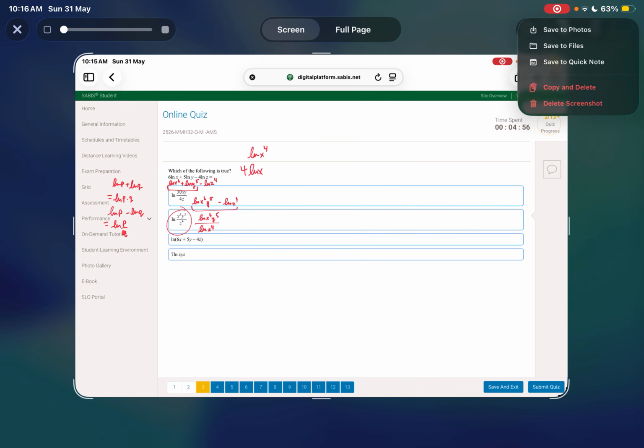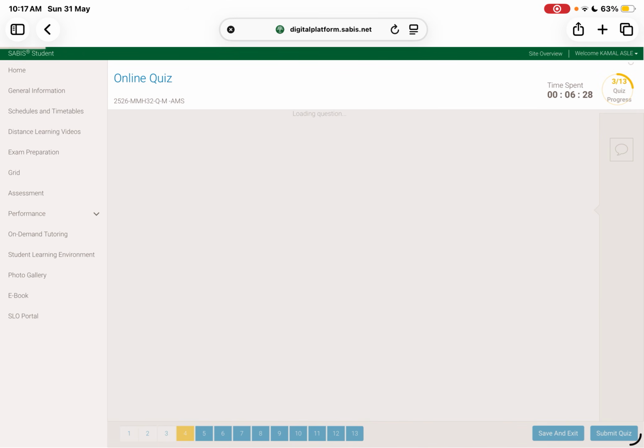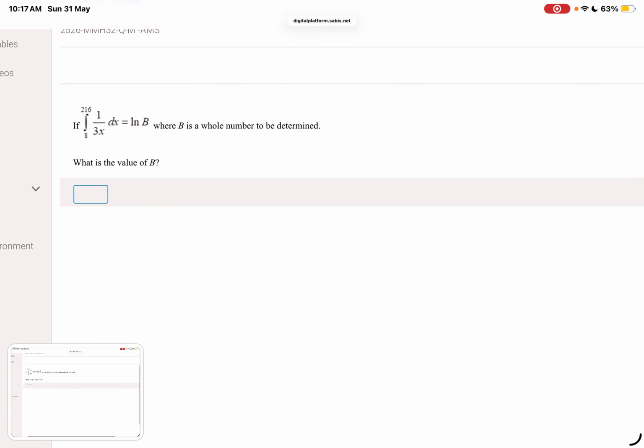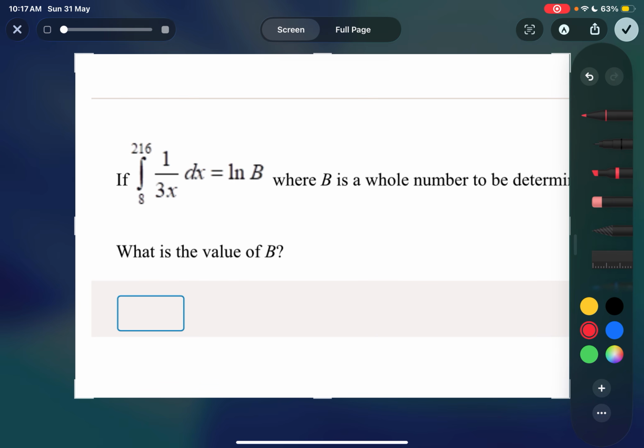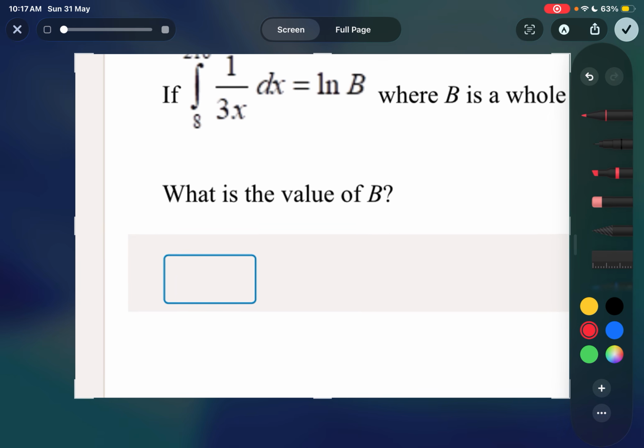Okay, now moving on to question number 4. They want the value of b here. So they gave you the integral from 8 to 216 of 1 over 3x dx. They want it in terms of ln. Okay, so let's take 1 over 3 as a constant. You can take it outside.